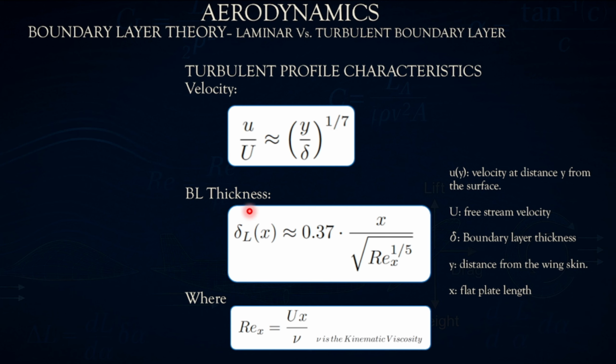As for the boundary layer thickness, delta at x is around 0.37 times x, which is the flat plate length, divided by the Reynolds number to the power of 1/5, where the Reynolds number is equal to U x, where U is the free stream velocity times the flat plate length, divided by nu, which is the kinematic viscosity, or in other words, it is U x times rho over mu. Mu is the dynamic viscosity. Okay, actually, yeah, 1 over mu, exactly. So it is rho over mu. You can replace nu by rho over mu in the above.